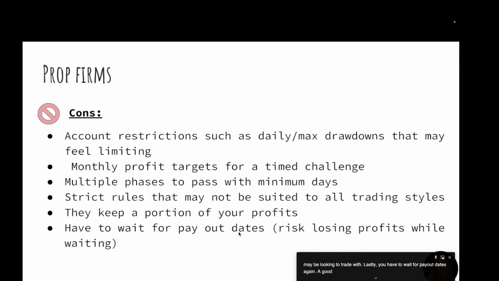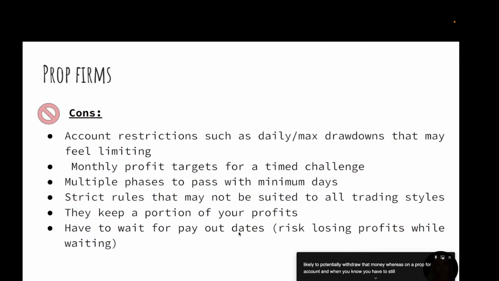Again, a good and a bad thing. So a pro is that you do have bi-weekly or potential monthly payouts. Another bad thing is that you have to wait for them. So you could risk losing profits while you're waiting, meaning you might trade and lose the profits you made. Whereas on a personal account, if you had a good day, you are more likely to potentially withdraw that money. Whereas on a prop firm account, when you have to still wait another week or so, you may be more likely to risk trading and lose the profits you did make.